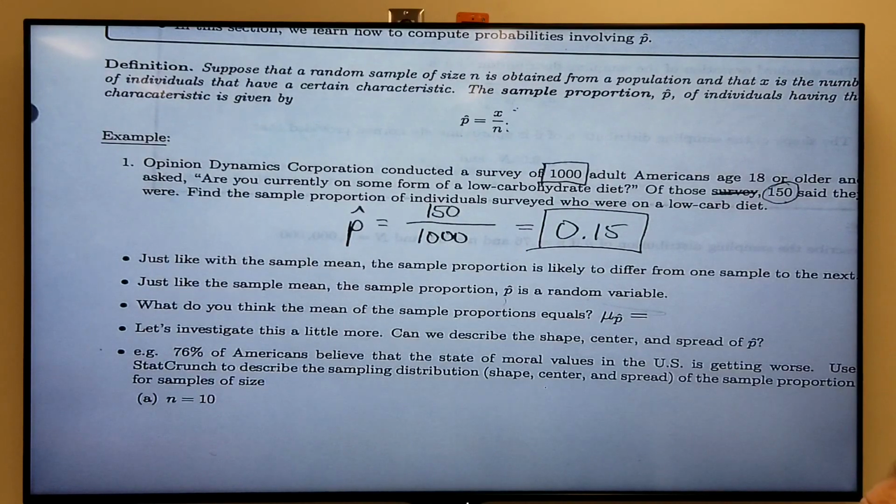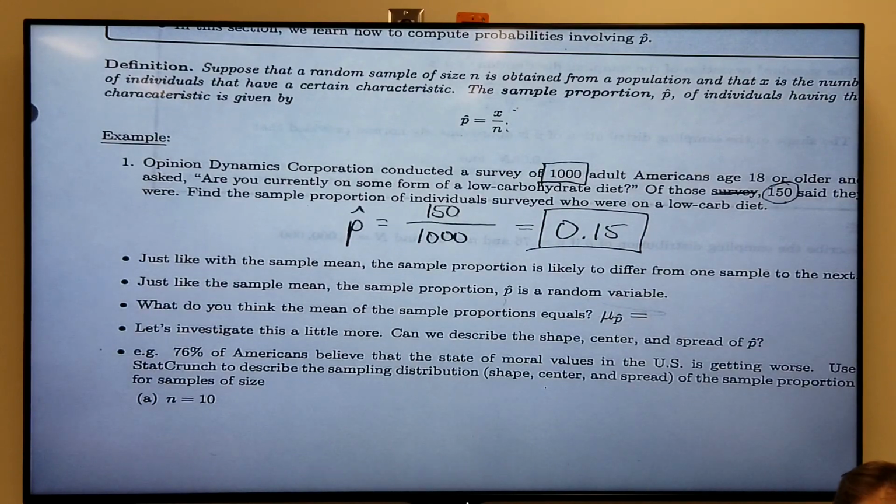So p hat is going to change from one sample to the next, and consequently p hat is a random variable. What we want to do in this section is describe the sampling distribution of p hat. So if you took a bunch of samples of size 1000 and computed the sample proportion for each of those samples, what is the shape, center, and spread of that distribution of the sample proportions? That's what we want to be able to figure out.